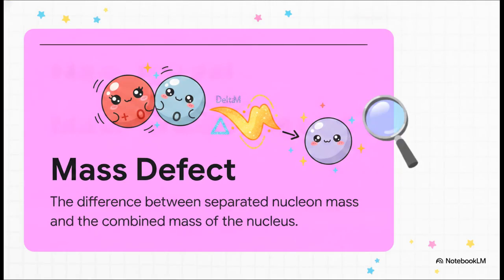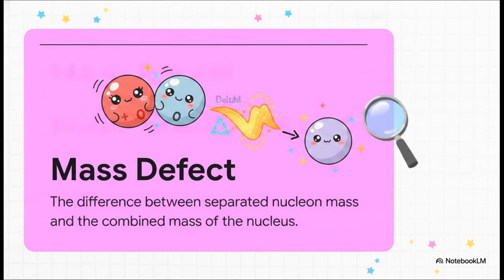So, let's start at the absolute foundation of matter. We're looking at tiny nucleons, protons and neutrons. जब ये protons और neutrons combine होते हैं एक nucleus बनाने के लिए, तो कुछ mass अचानक गायब हो जाता है. It's wild. The mass of the complete nucleus is always, and I mean always, less than the sum of its individual parts. We call this phenomenon the mass defect, represented by the symbol delta M.